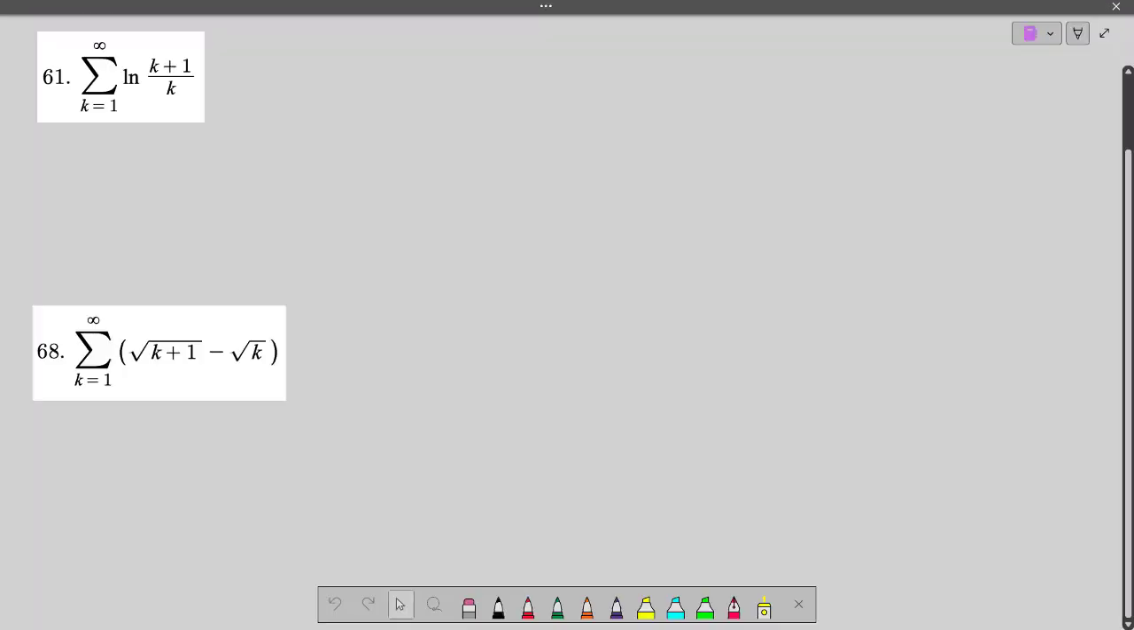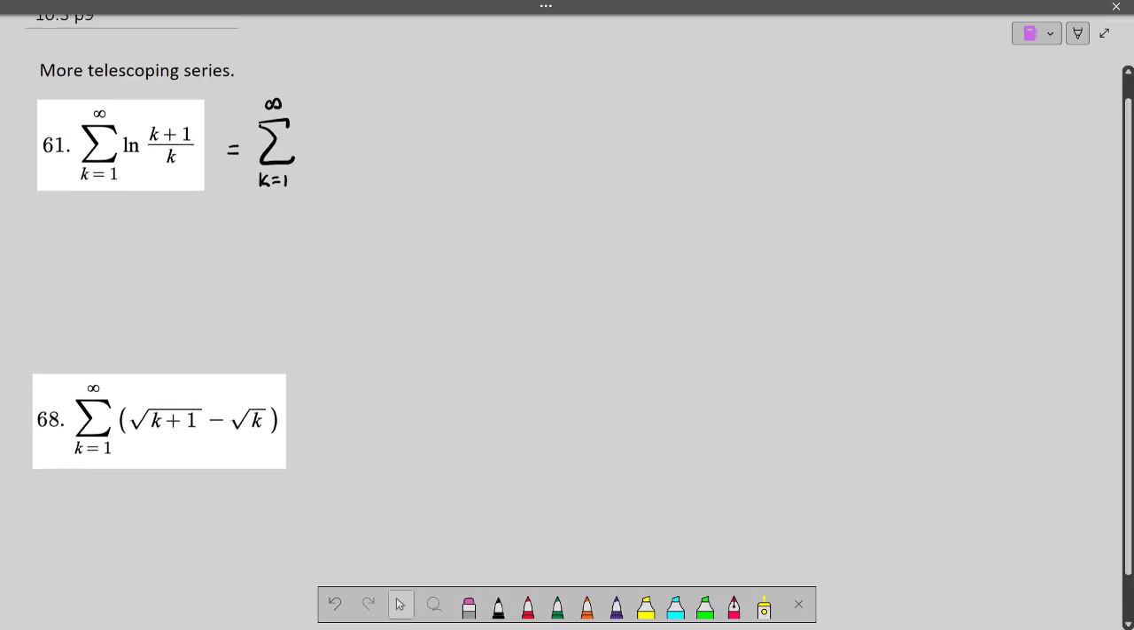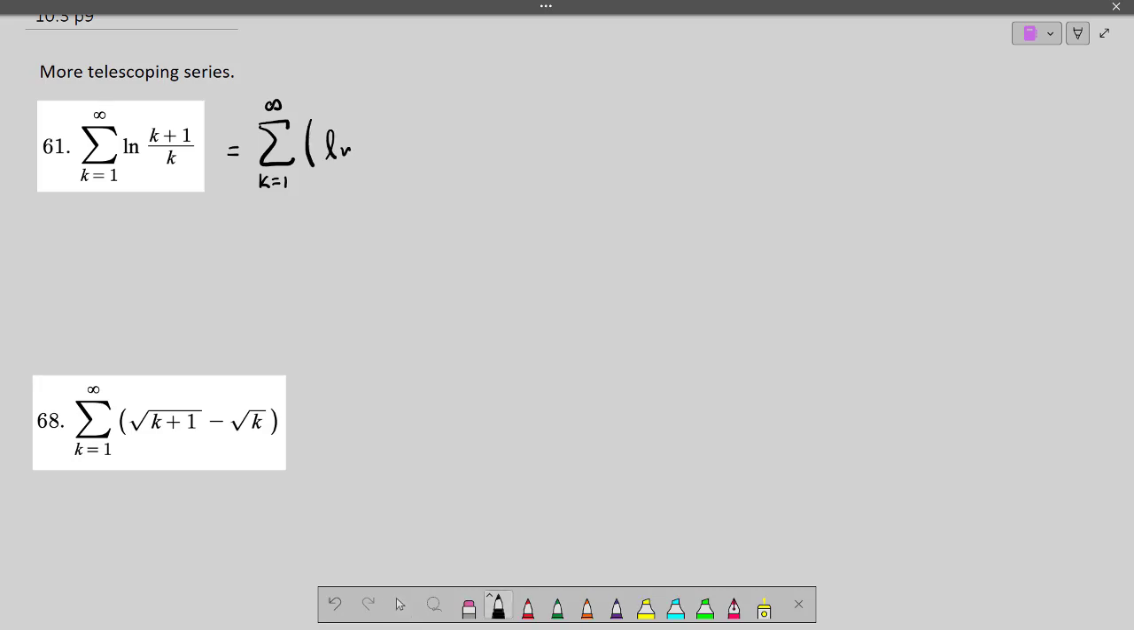All right, well, let's do this natural log one. So this one may not look like it's a telescoping series. You don't really notice it until you expand it a little bit. So we know that the natural log has a property. We have the natural log of a quotient. Natural log of a quotient can turn into a subtraction. So this can turn into natural log of the numerator minus natural log of the denominator.